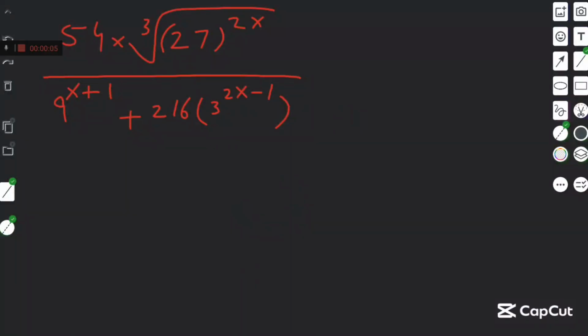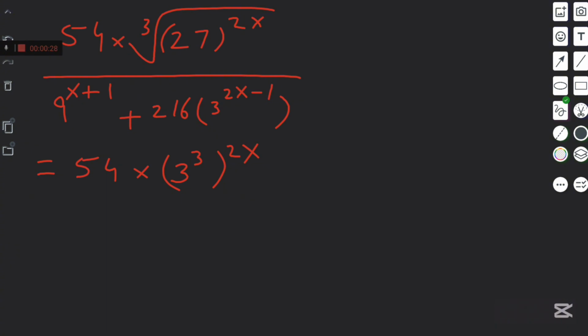We have to solve this question. So in the first step we can write equal to 54 times 27, which is actually 3 power 3, then power 2x, and this 3 is actually here power 1 by 3, divided by 9, which is actually 3 power 2, power x plus 1.